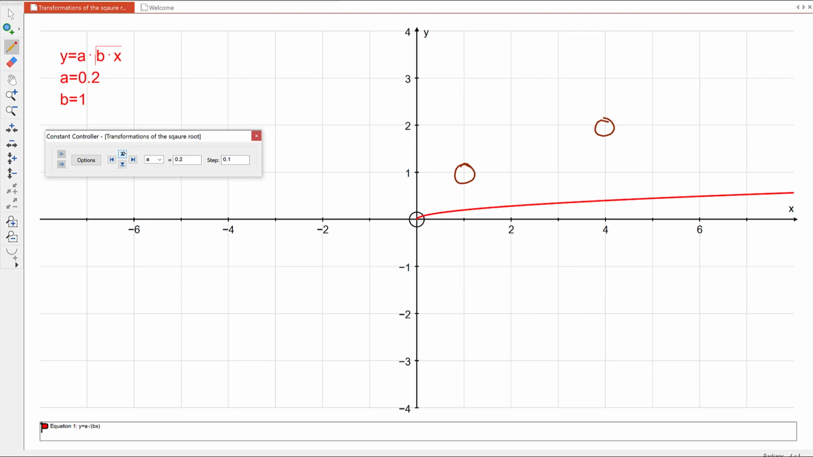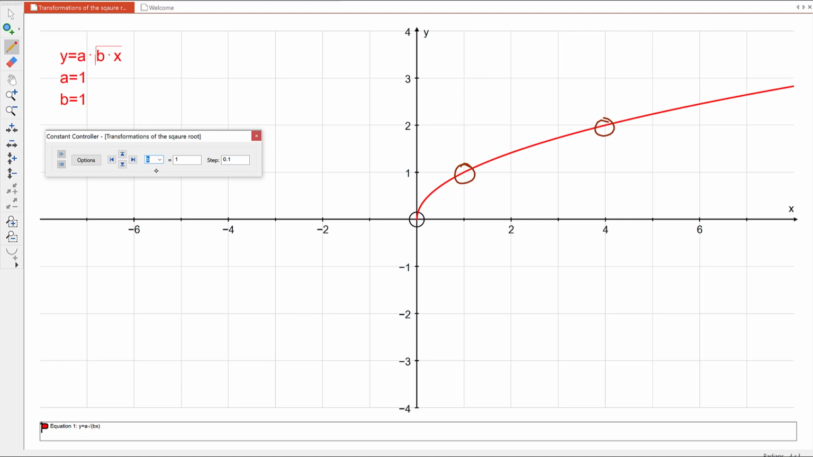Okay, so again, let's go back to this original function. So I'm going to make A 1. And now let's have a look at B. What you can see is with B, we're not multiplying the square root of x by B. We're multiplying x by B. So this is an inside the function thing. Here we've got the square root of B times x, as opposed to A times the square root of x.